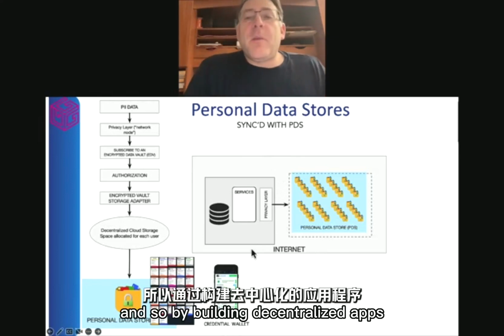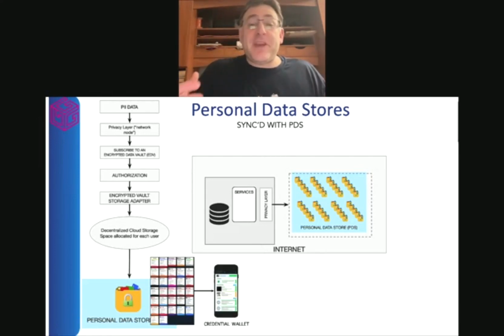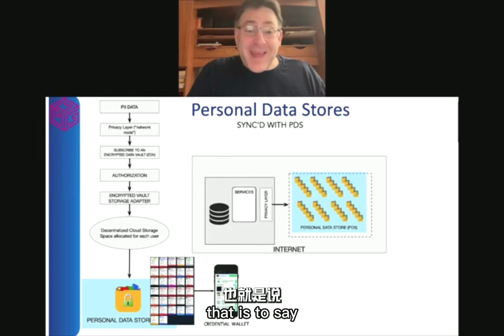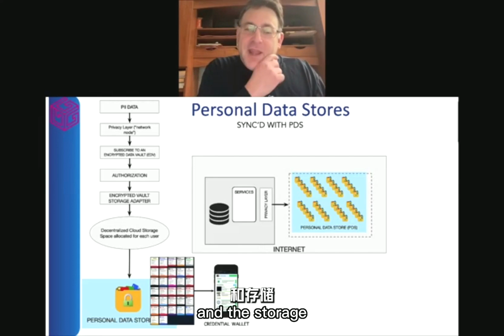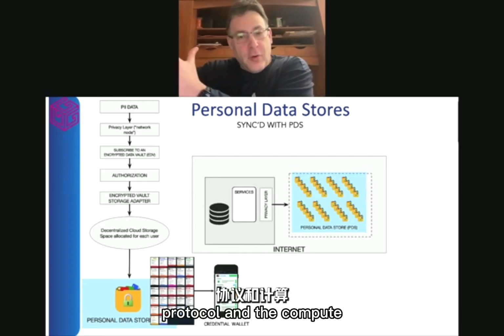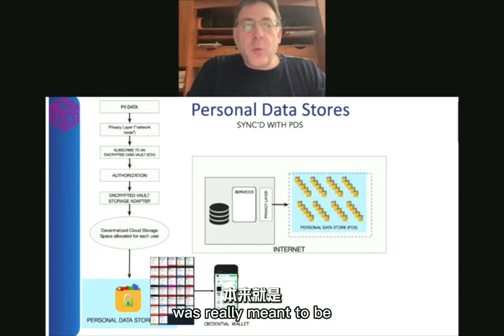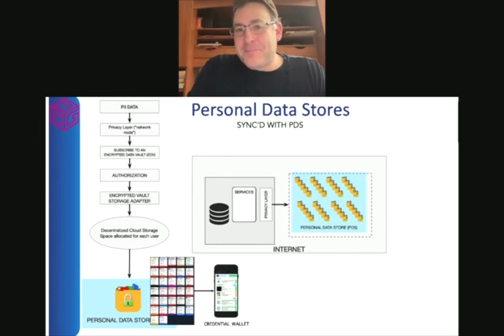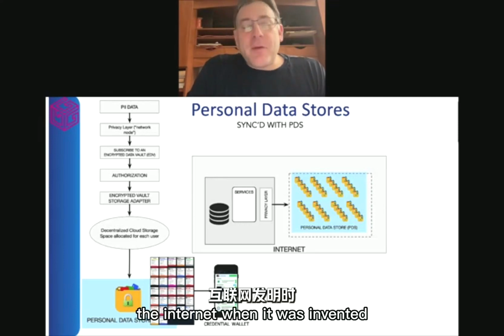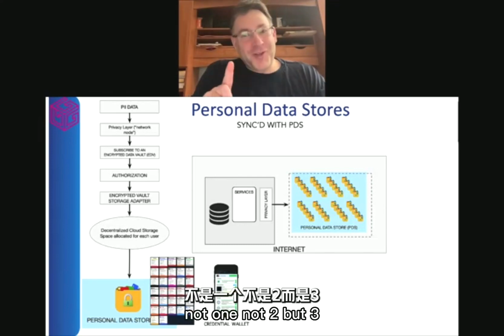And so by building decentralized apps, companies will be able to take advantage of a Web 3.0 ready ecosystem. That is to say, we're going to provide the authentication and the storage and the zero knowledge protocol and the compute to provide what Web 3.0 was really meant to be. Because let me tell you something really interesting. The internet, when it was invented, was supposed to be Web 3.0. Not 1, not 2, but 3.